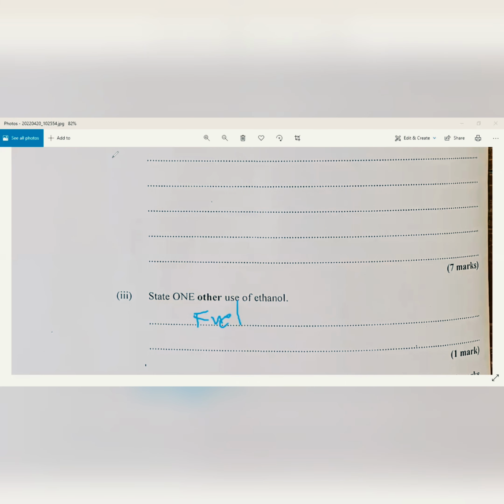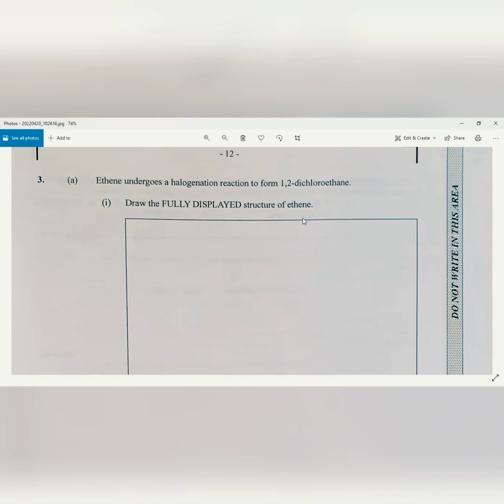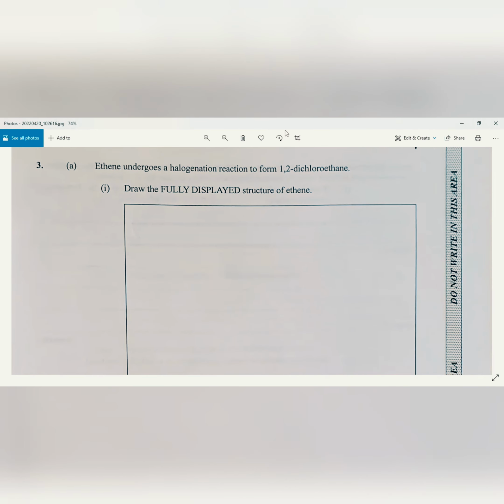So let us proceed again. Let's clear all drawings. All right, so here we go again. Ethene undergoes a halogenation reaction to form 1,2-dichloroethane. Draw the fully displayed structure of ethene. That should be pretty straightforward. Let's just do that quickly. That is ethene, C double bond C, H, H, H, H. And that's our ethene right there. No time for hanky-panky, so let us clear our drawings and move on.